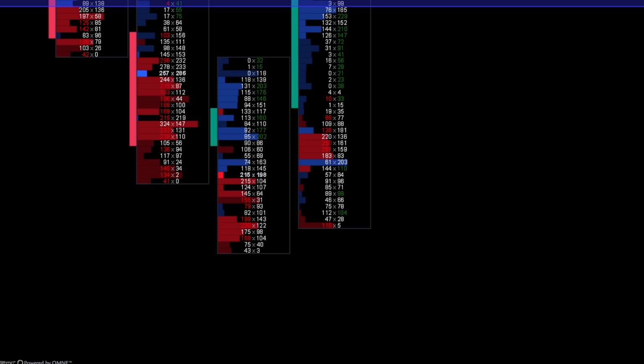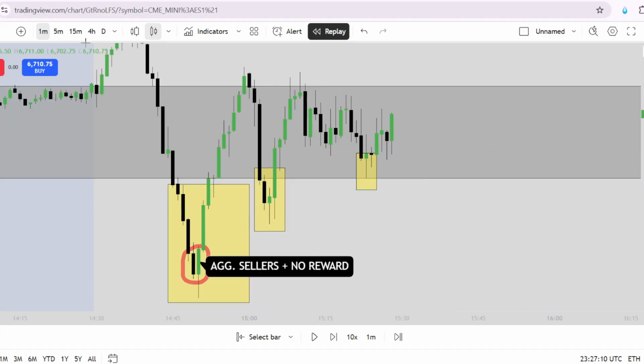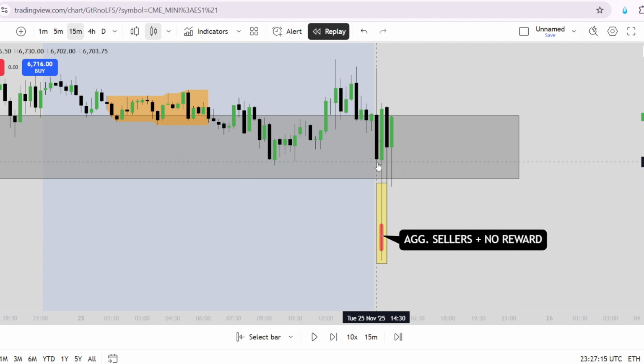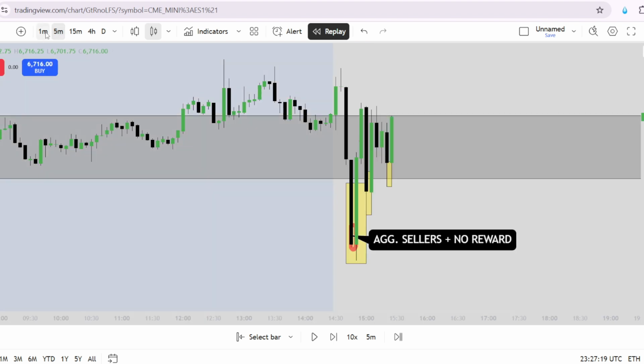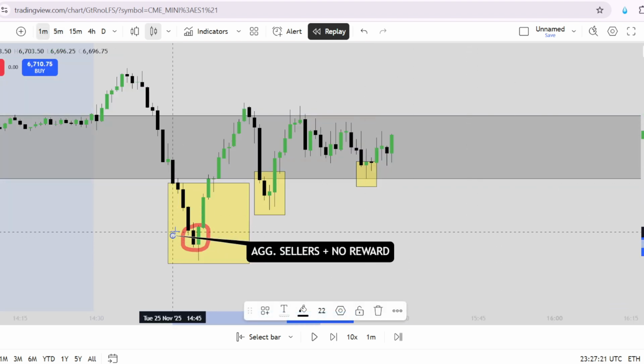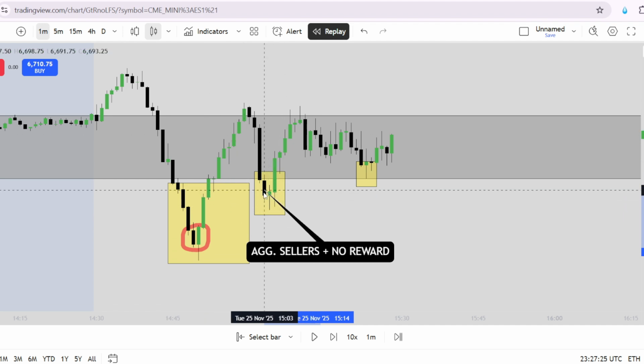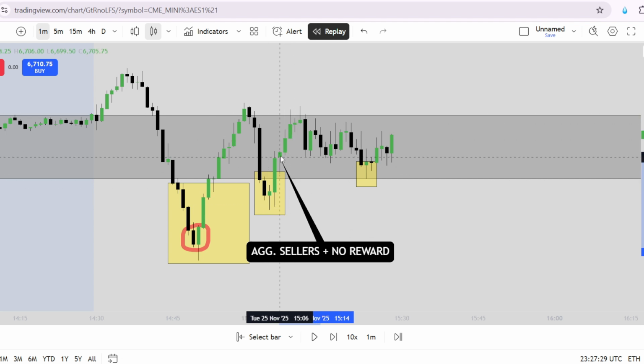Even if you go back to a 15-minute chart, what we can see here is, again, aggressive sellers, no reward. We see a wick. We see a second wick. Just dissecting this wick on the 1-minute chart, we can see, again, aggressive sellers, no reward, right? A ton of aggressive sellers. The market still manages to find some kind of support, where we break above this level or we break into the zone.